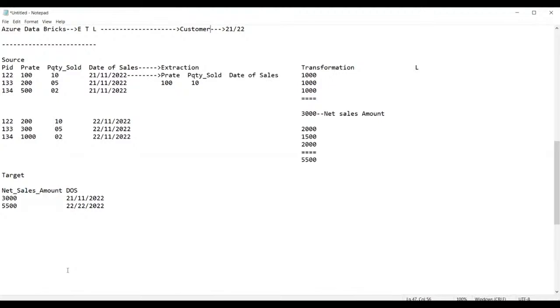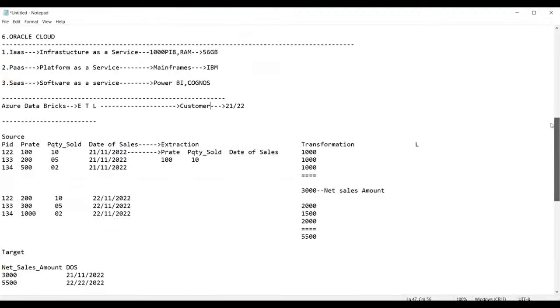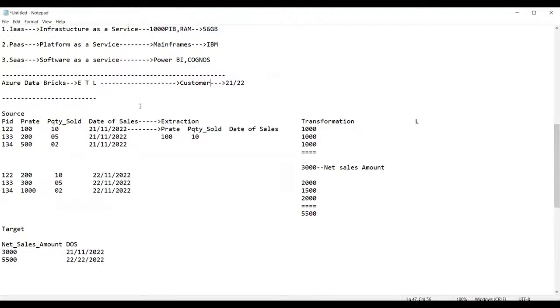Am I right, everyone? This process is called the process of extraction, transformation, and loading. And this is done by using Azure Databricks. It is done using the service called Azure Databricks, where extraction, transformation, and loading of data is done. Clear, all of you now?